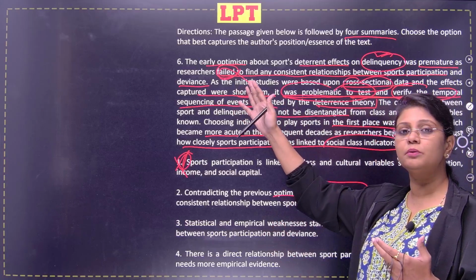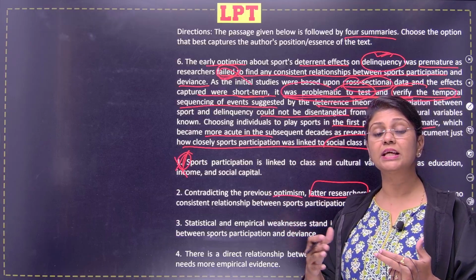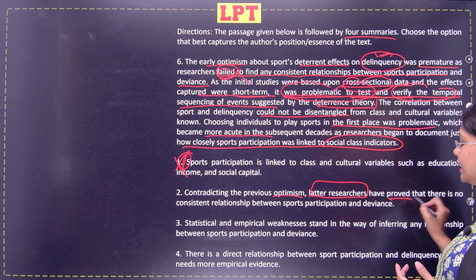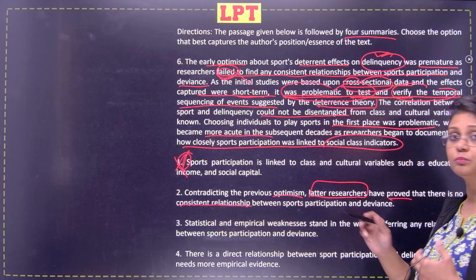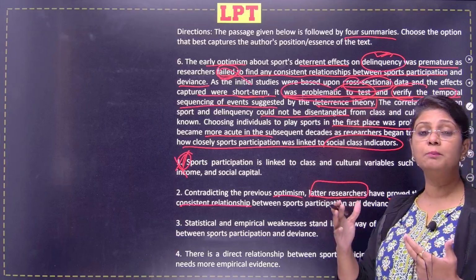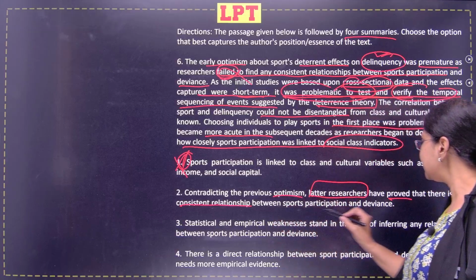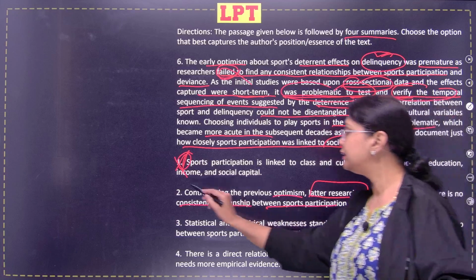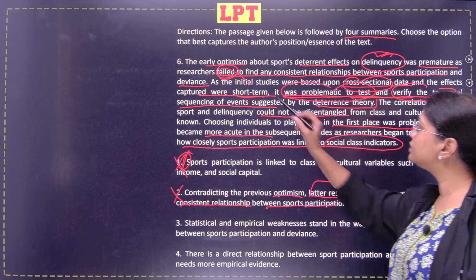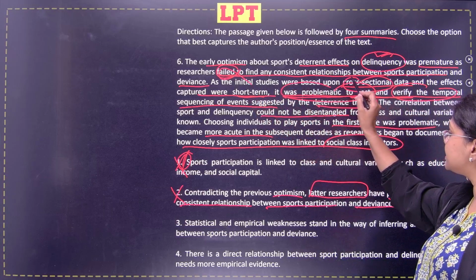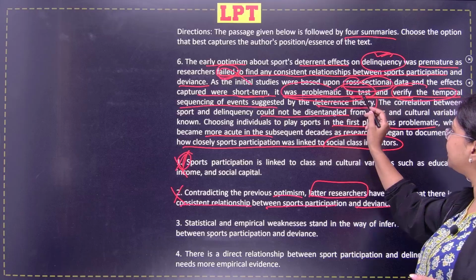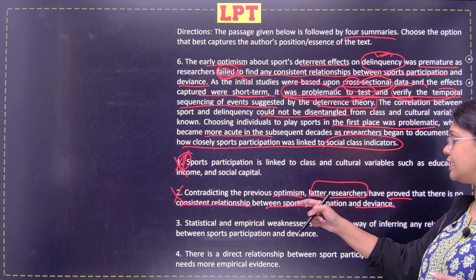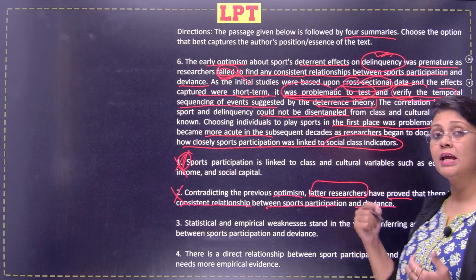Because we have just talked about researchers here. We have not talked about the former or the latter. It says latter researchers have proved that there is no consistent relationship. Now, see, we were saying that they could not come to a conclusion. And this said that there is no consistent relationship between sports participation and deviance. This is absolutely missing the point. It says they failed to find any consistent relationship, and these were problematic to test and to verify, whereas this says there is no consistent relationship between sports participation and deviance, so it can be cancelled out.